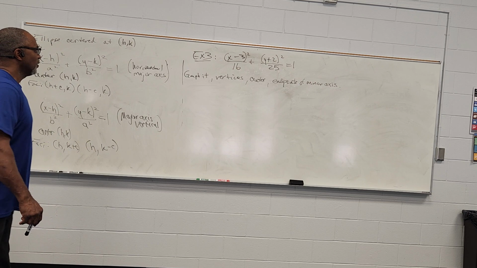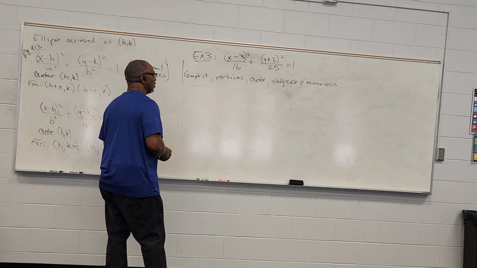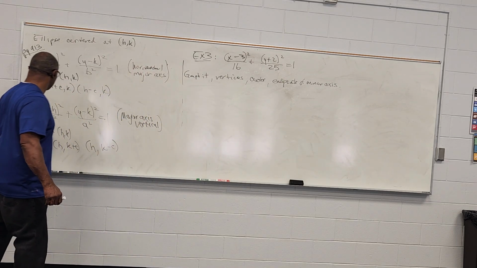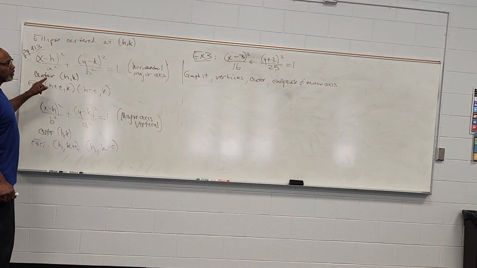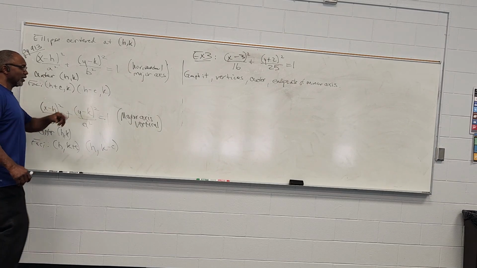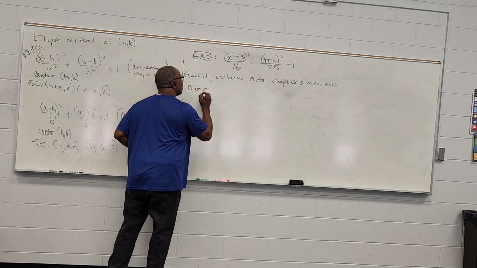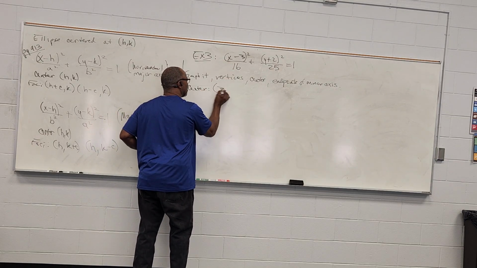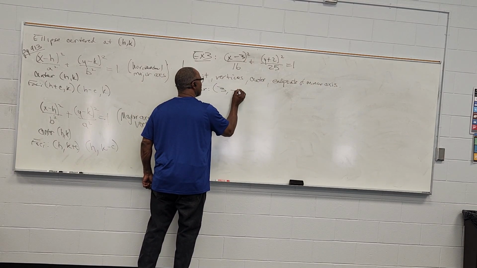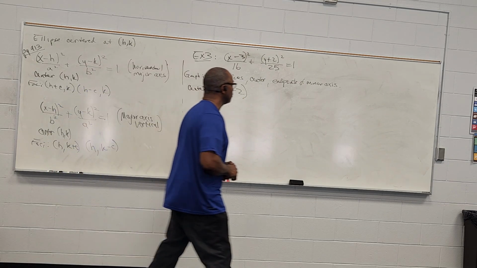Again, x minus 3 squared over 16, y plus 2 squared over 25 equals 1. That looks like this version. So (h, k) is my center. x minus h, so h must be 3. y minus k, since I have y plus 2, k must have been negative 2. So I've got a center of (3, negative 2).